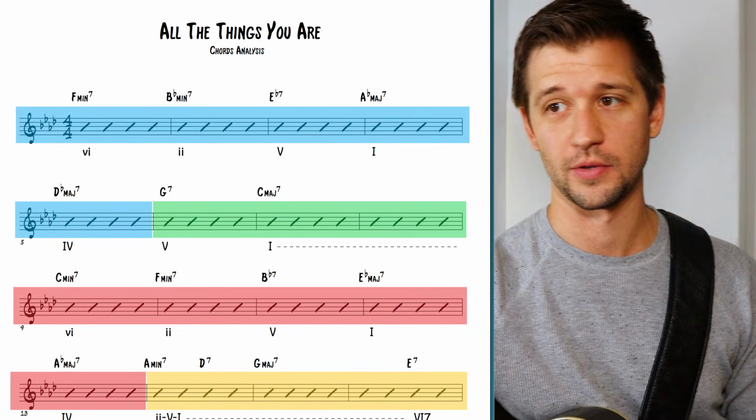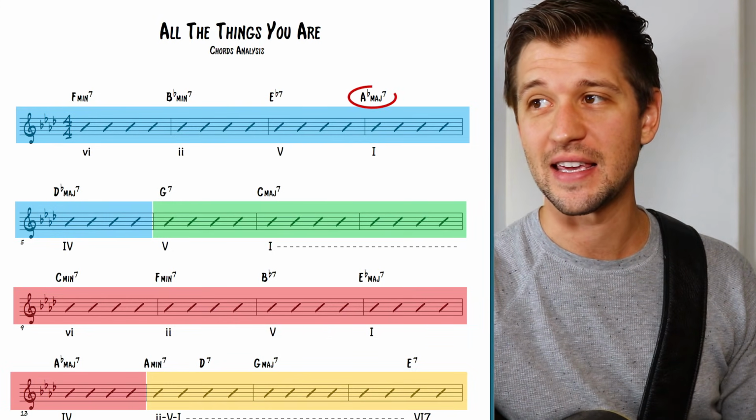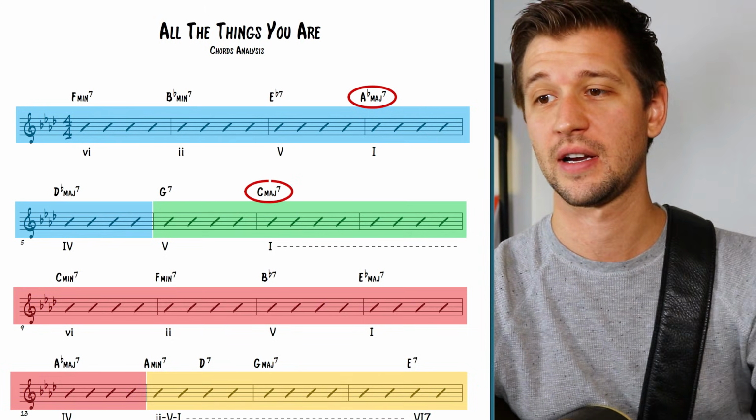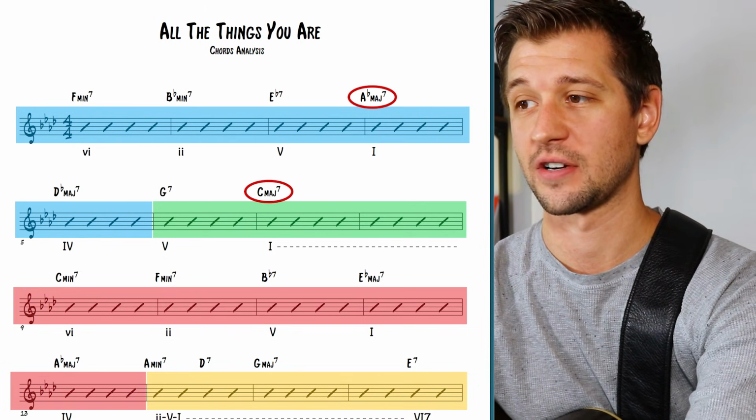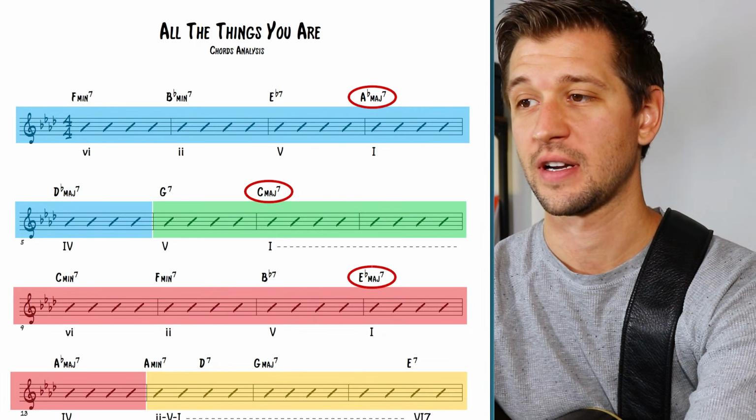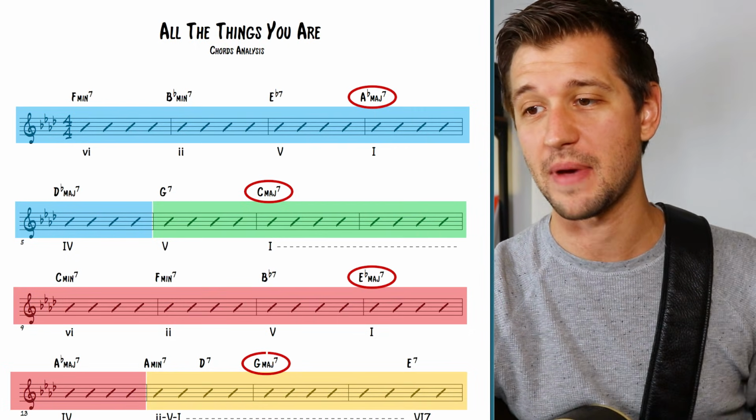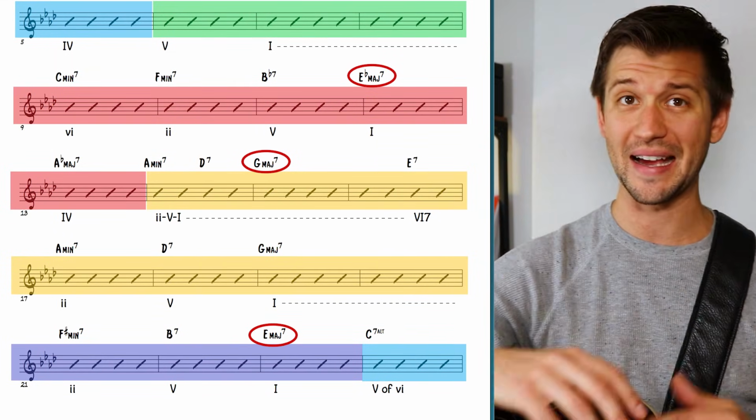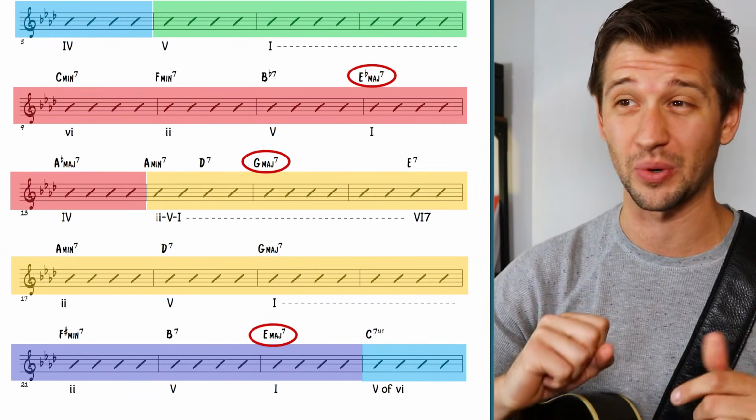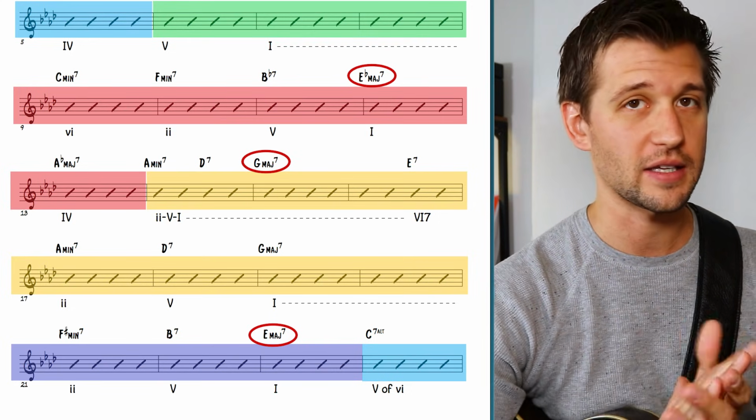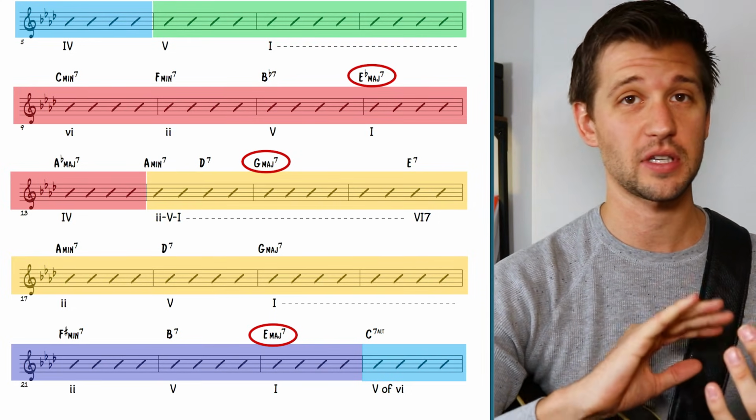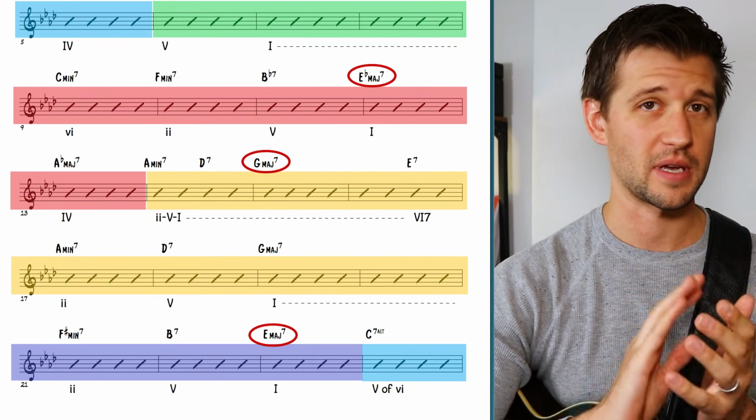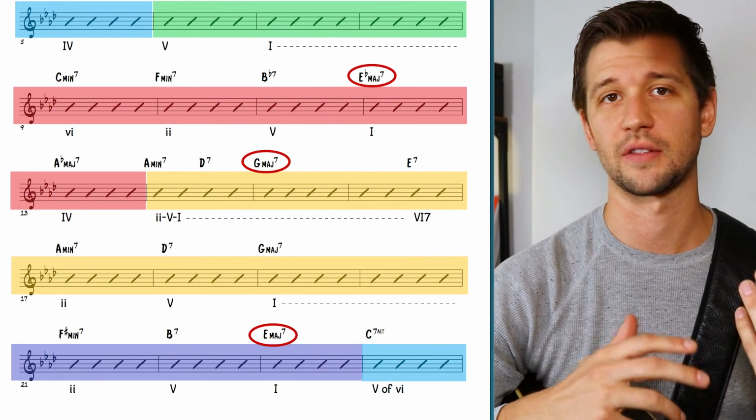So the first key center is A flat major. The second key center is C major. The third key center is E flat major. The fourth one is G major, and finally the fifth one is E major. So there's a lot of key centers going on here. So understanding harmonically how this tune works is actually incredibly useful. So be sure to really dive deep into this tune when you learn it and understand the chords and how they work.